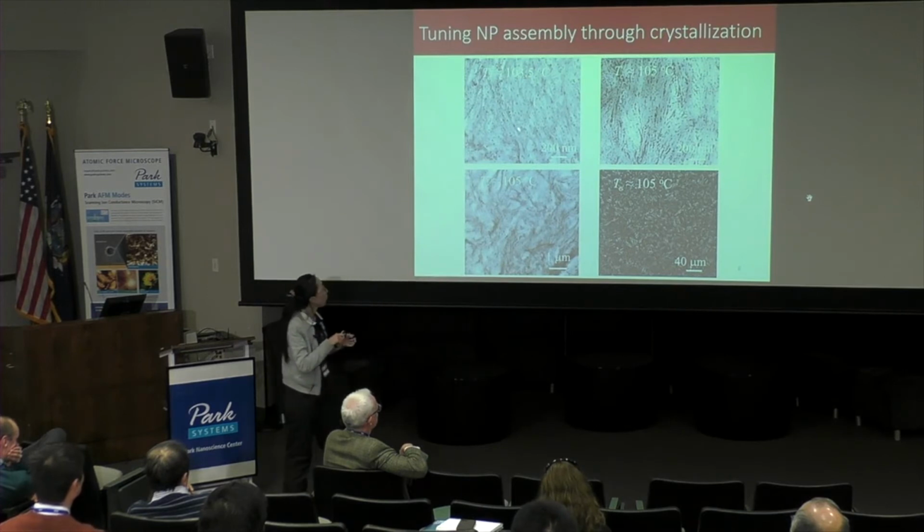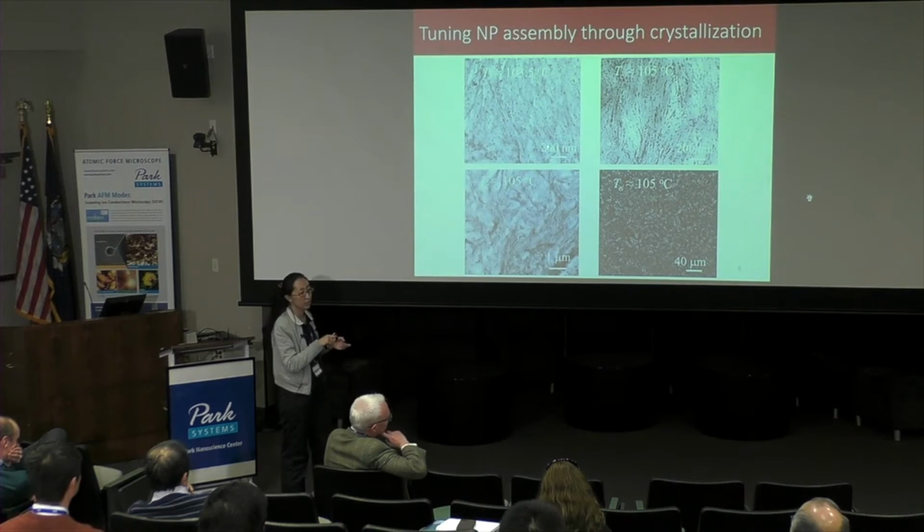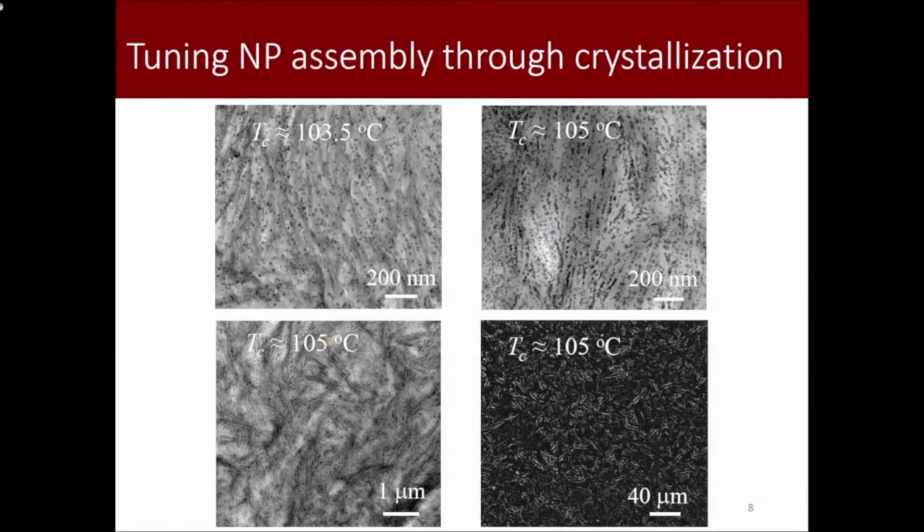At the low temperature, we barely see the alignment of the nanoparticle assembly. But for the 105 degrees isothermal crystallization temperature, we achieve very beautifully organized nanoparticle alignment. And this is the lower magnification, where we can see a larger area with different orientations of the alignment.